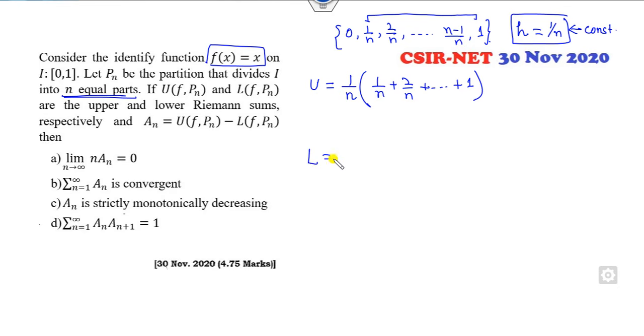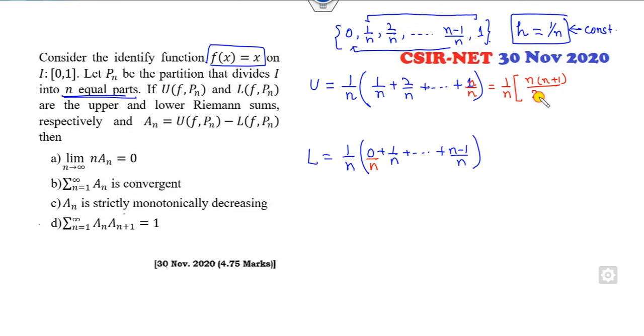And what is L? Take the first n numbers: 0, 1 over n up to n minus 1 over n. Now I can write this number as n over n. This is the sum of an AP, so it is n plus 1 over 2 into n. I can take n as common, so again the numerator part is n minus 1 over 2.